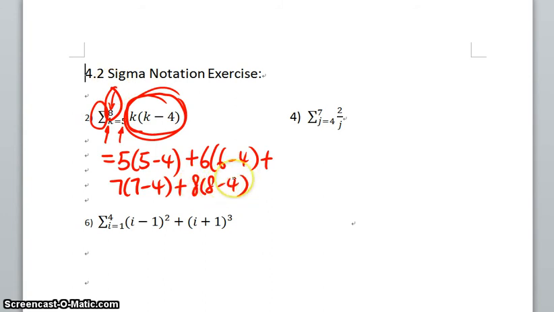Okay? So they all have the same format: k and k minus 4, right? 5 and 5 minus 4, 6 and 6 minus 4. And then k keeps changing values, starting from 5 and counting all the way up to 8. And now you just work it out. What does that equal to? For each one, 5 times 1, 6 times 2, 7 times 3, 8 times 4. So you're just adding them all together. The answer is 70.